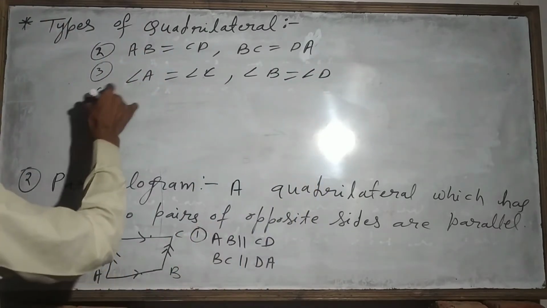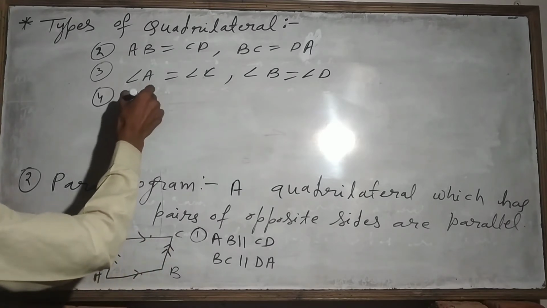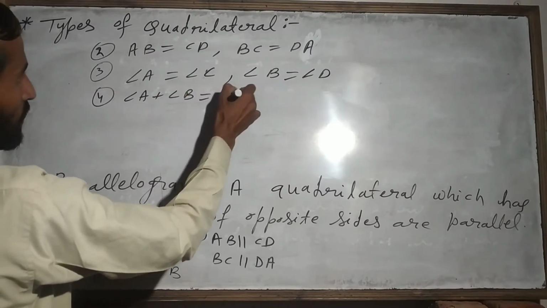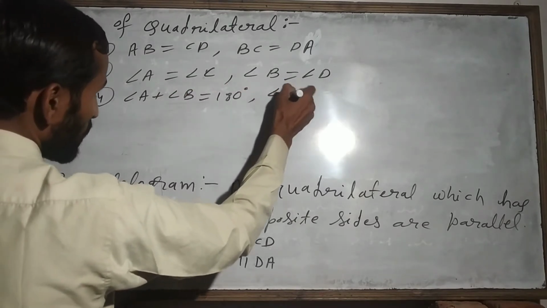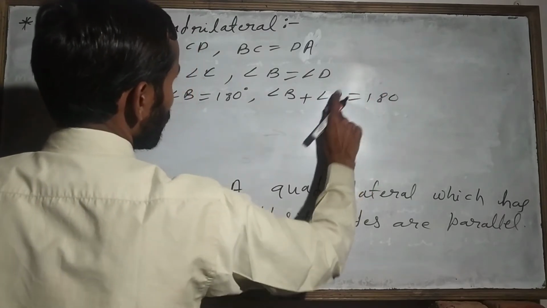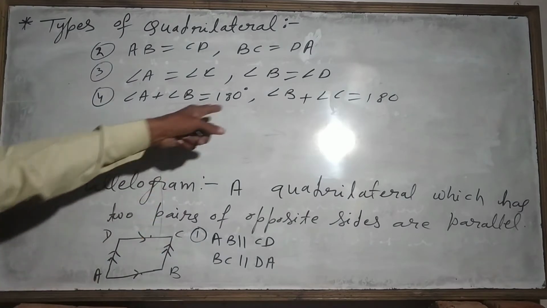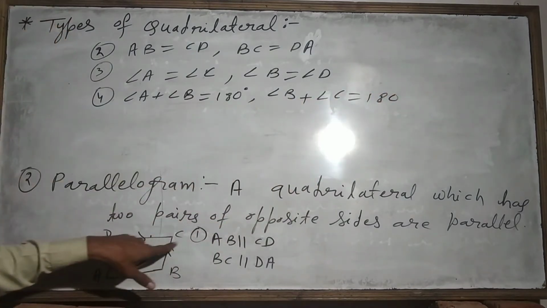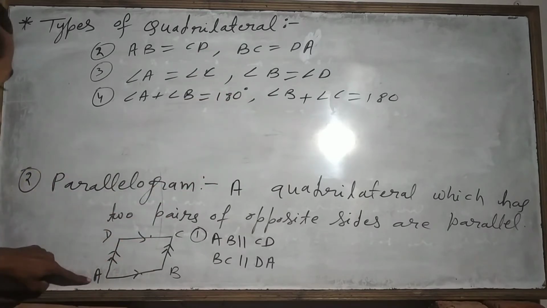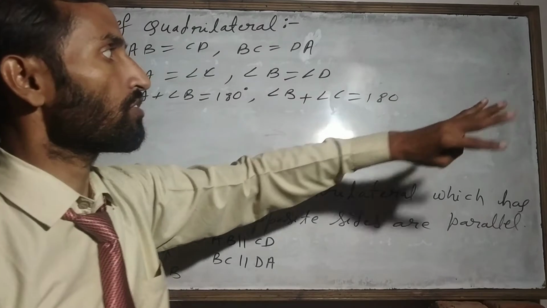Next, the fourth one. Angle A plus angle B is equal to 180 degrees, and angle B plus angle C is equal to 180 degrees, because of the sum of co-interior angles. Next, you can write one more pair: angle C plus angle D is equal to 180 degrees, and angle A plus angle D is equal to 180 degrees. I will not write these, you can write similarly.